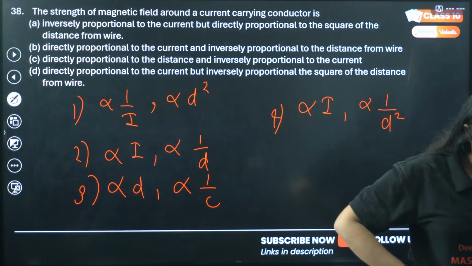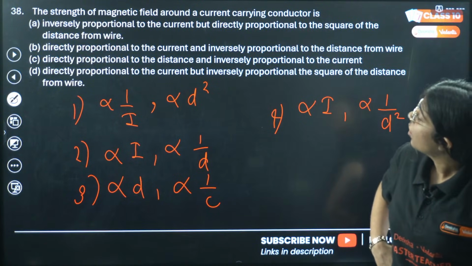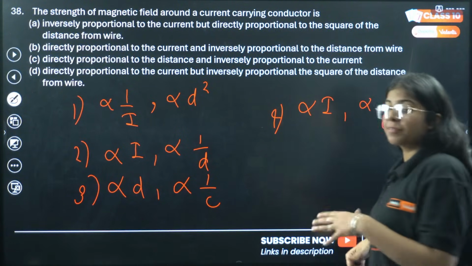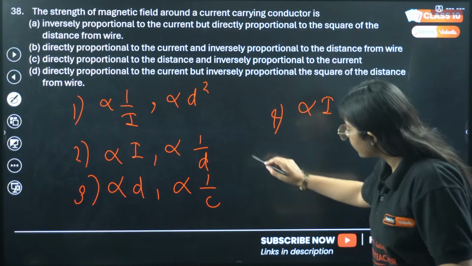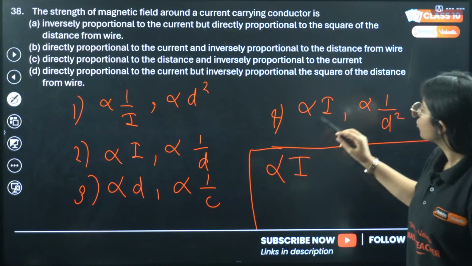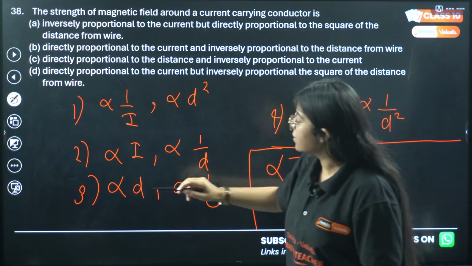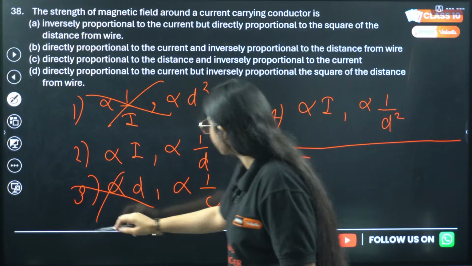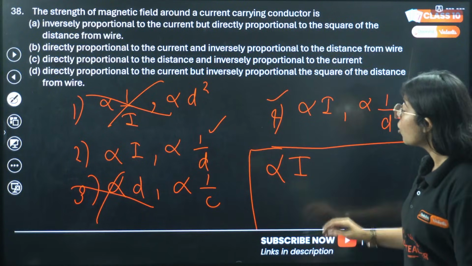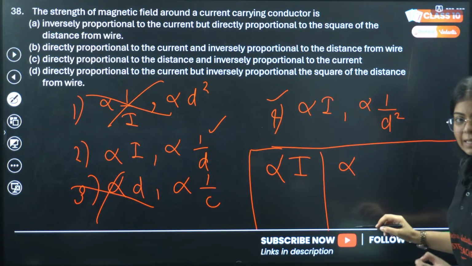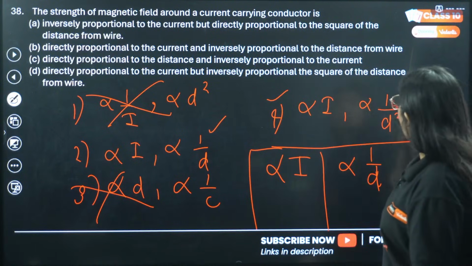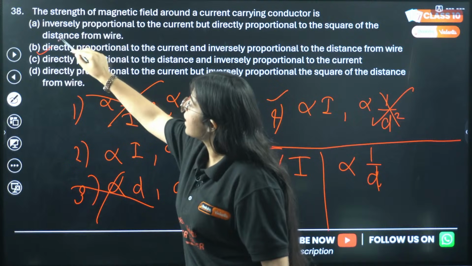Okay, A, I'm seeing the answer A. Okay, let's see what the answer is actually. For magnetic field, we know magnetic field definitely increases with current. So it is definitely proportional to current. So what are the options that cancel out? The first cancels out, third cancels out, and so either second is correct or fourth is correct. Now, as the distance from the conductor increases, the magnetic field decreases. So this is 1 by D, not 1 by D square. So the correct option is actually B.